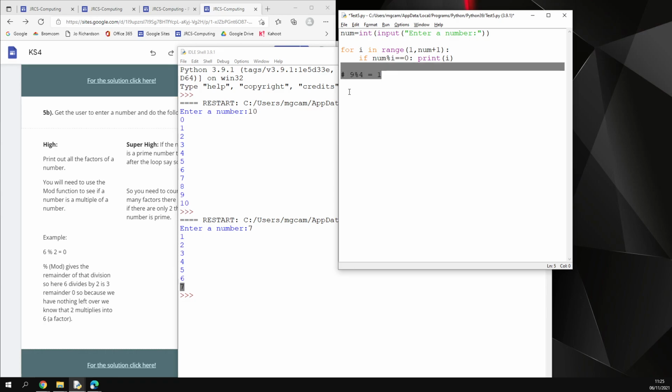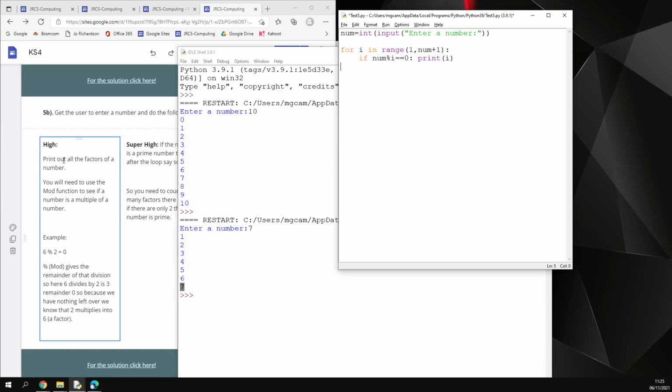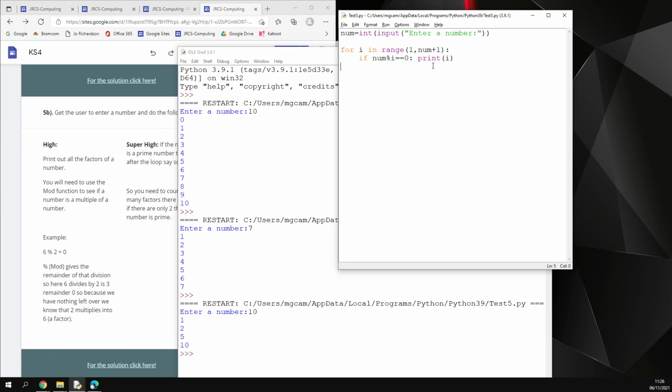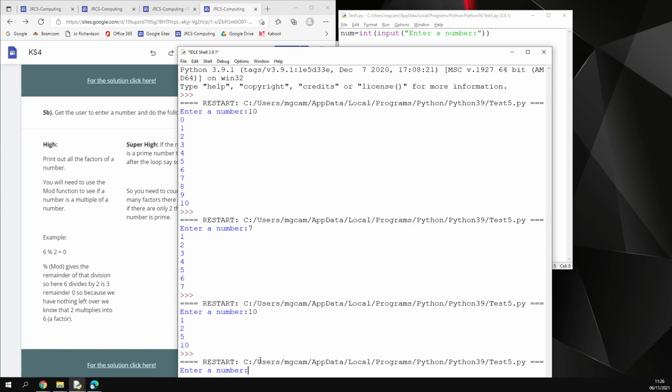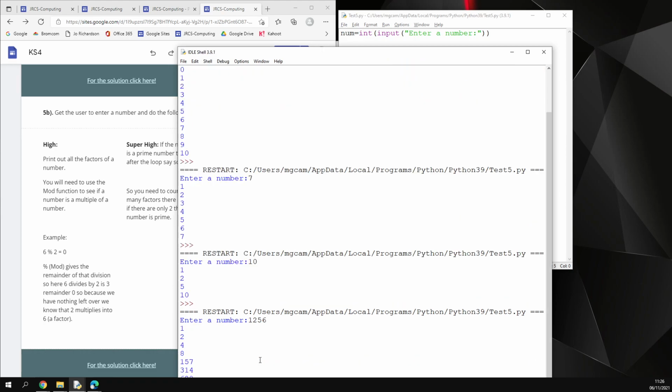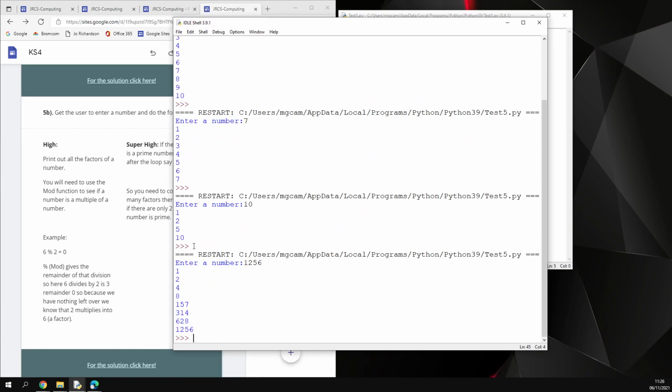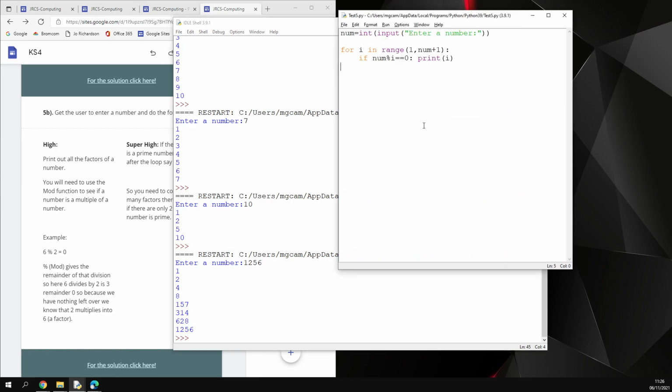Okay? So this is kind of tricky by concept, but actually that is all the answer you need for that, really. If we put the number 10, we're going to get 1, 2, 5, 10. If we put the number 1256, then you're going to get those. It's not as many as you think. You always think there's going to be loads and loads, but there's not as many as you think when you do these.